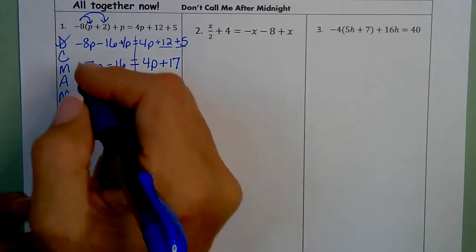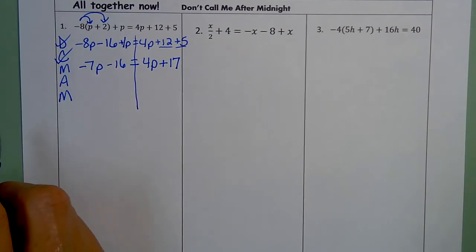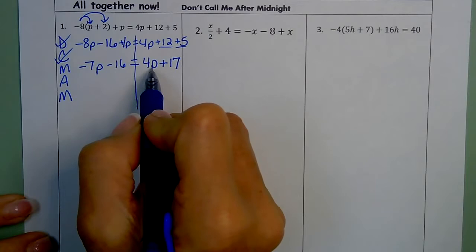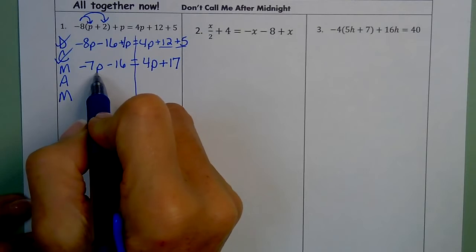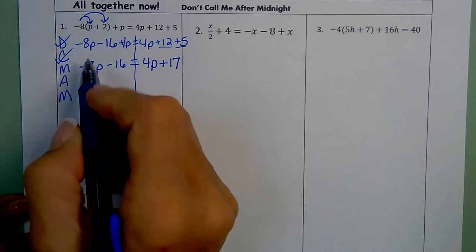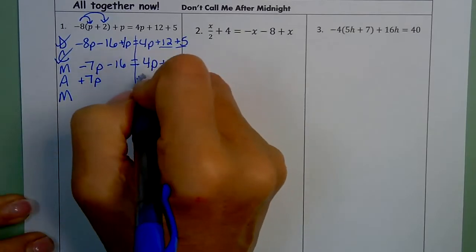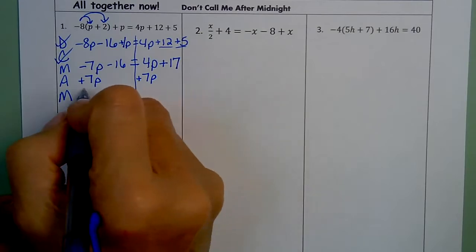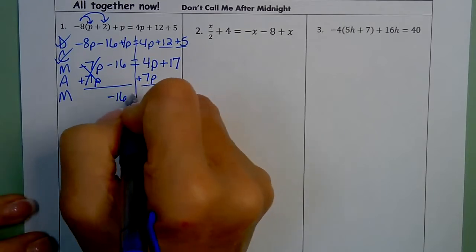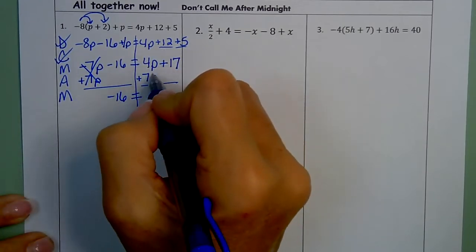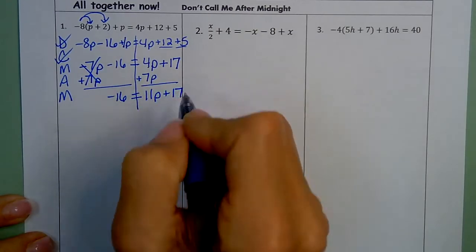All right, so now I've combined like terms on each side, and it's time to move it. So I need p only on one side, and it's here and here. -7 is smaller, so I'm going to move this. So instead of -7, I'm going to add 7 to both sides. See what happens. Those cancel. I still have -6 equals, okay, and when I put those together, I get 11p plus 17.